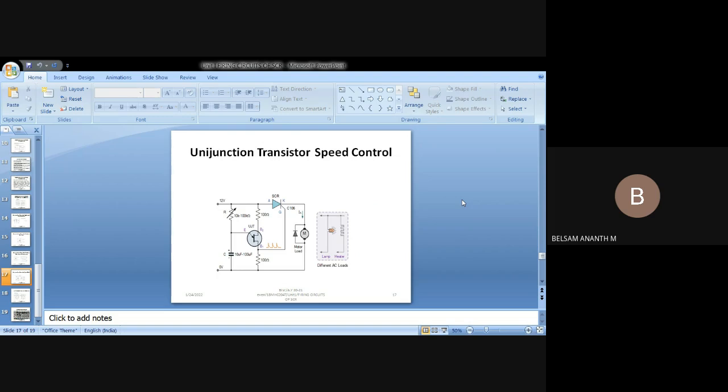Even in the earlier cases, whatever we discussed for SCR or TRIAC or DIAC, everything may be connected to a speed control device. In the speed control device, you have a separate UJT circuit with a resistor combination and capacitor combination with the voltage source. In the output side, you are trying to connect a particular motor. Here in the right side, you just see the diagram.